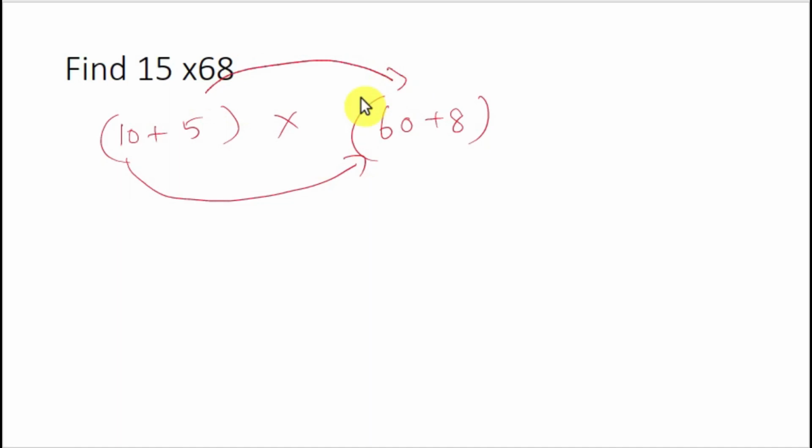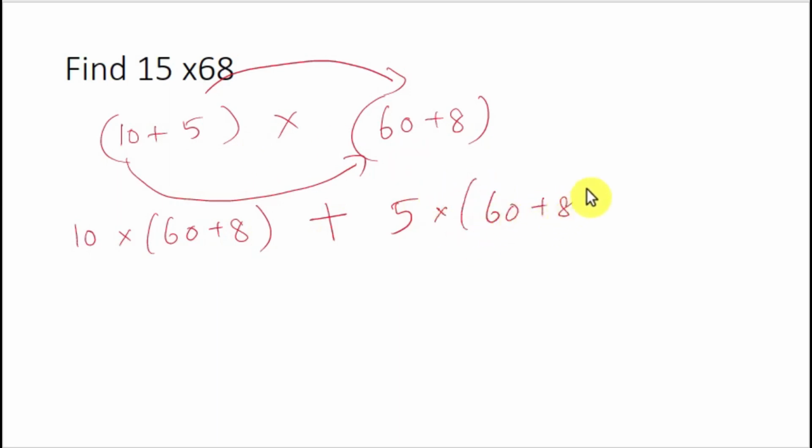Shall we do one sum? Find 15 into 68. Shall we write 15 as 10 plus 5 and 68 as 60 plus 8? Using the distributive property, here I am multiplying this 10 into (60 plus 8). Here plus, 5 into (60 plus 8).